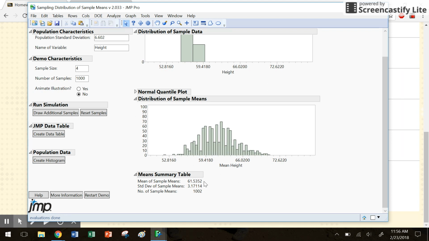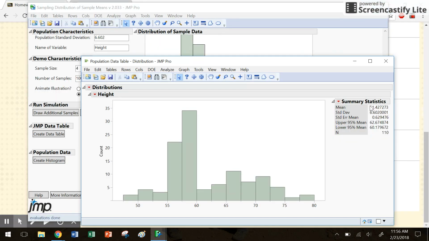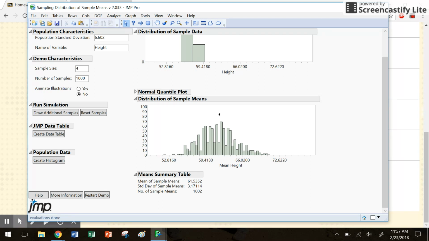Now, the properties of the sampling distribution for the mean. The first one says that the mean of the population, remember, this guy here had a mean of 61.42, should be the same mean as for the sampling distribution. Okay, so how did we do on our simulation? Well, this says 61.5352. So they're pretty close, 61.4, 61.5.